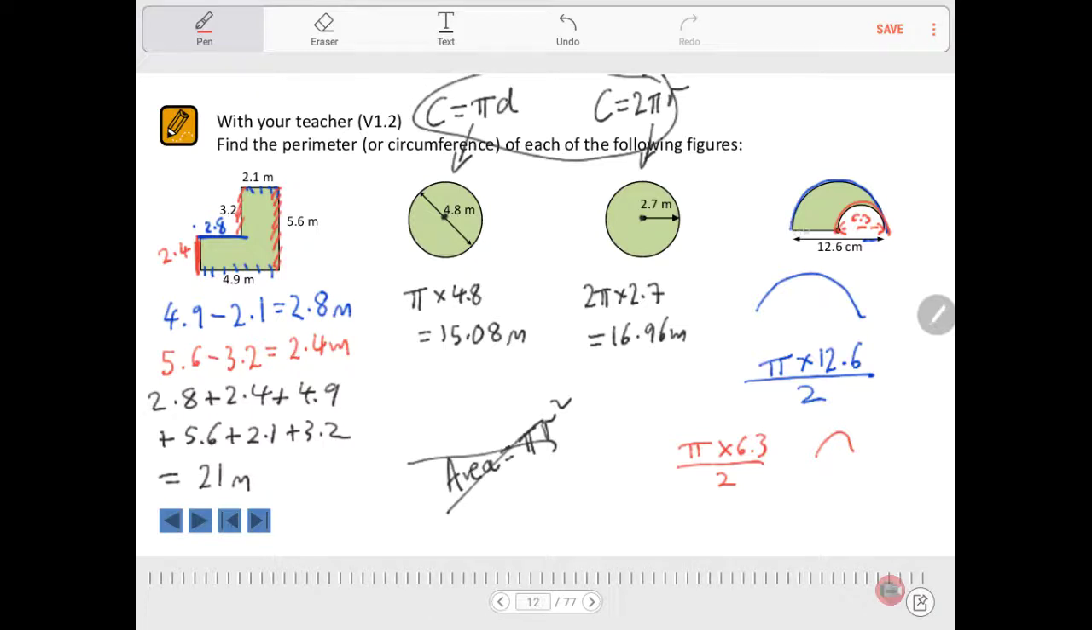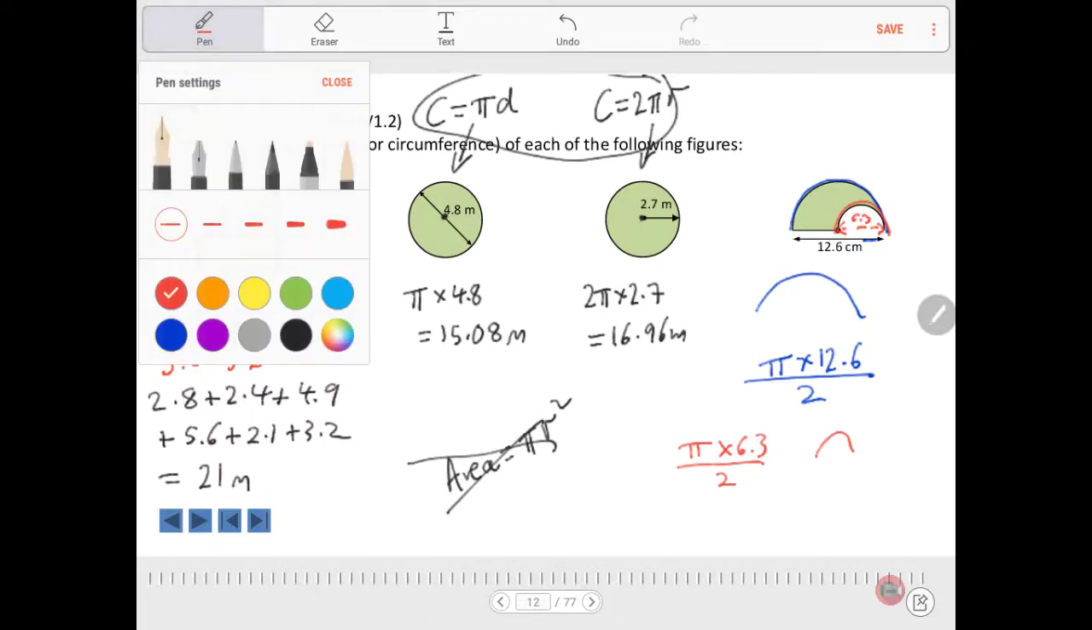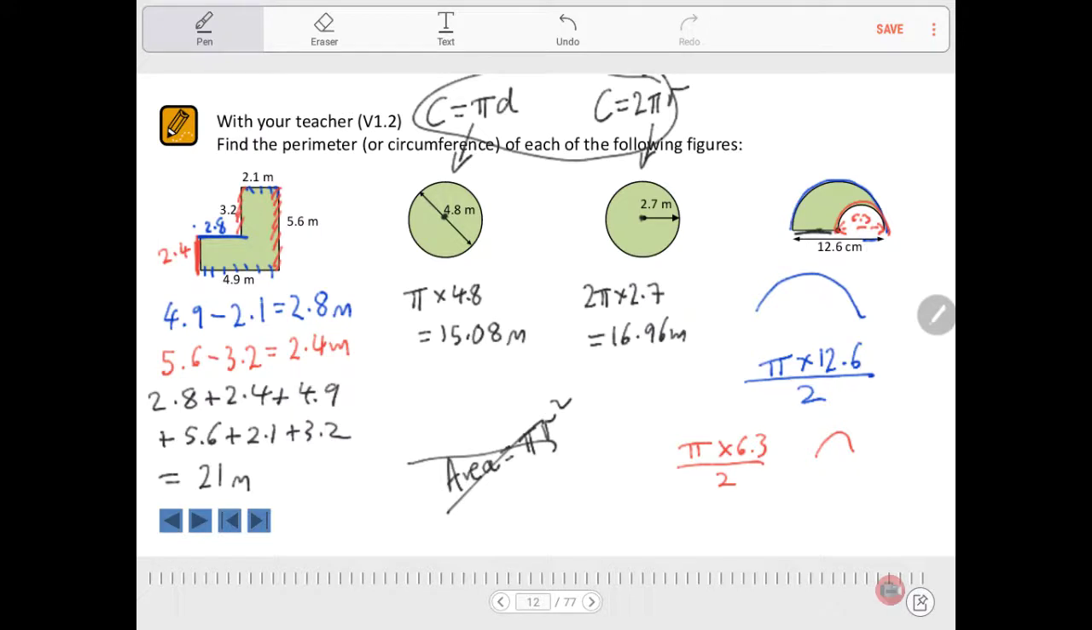Now we also need to count that straight bit. That's really easy to forget, that there is this straight bit here too. That's 6.3 as well. So we're going to have this plus 6.3. So if you want to try and work that out on the calculator and see what answer you get, pause the video now and then I'll have a go at it. Okay, so when I add all these up on the calculator, I get 35.99 centimeters.